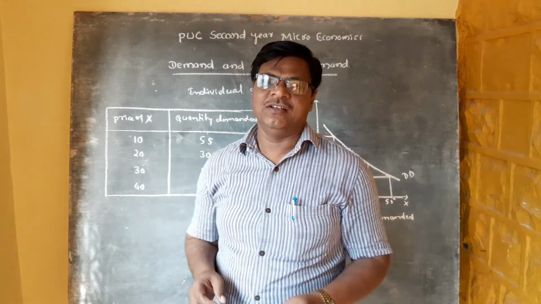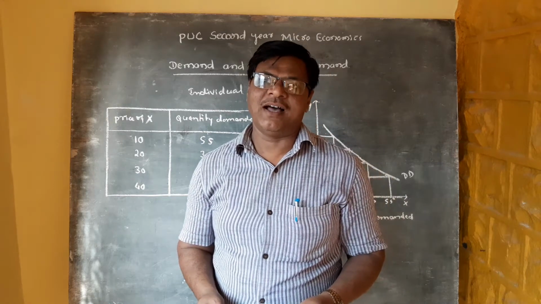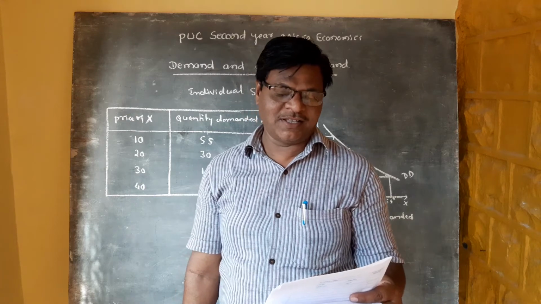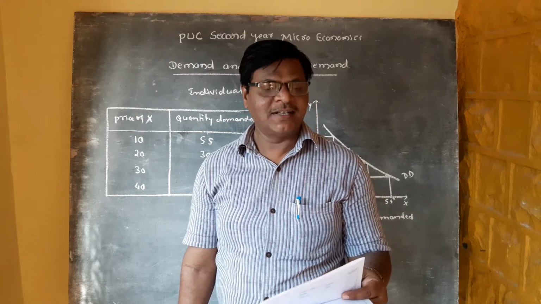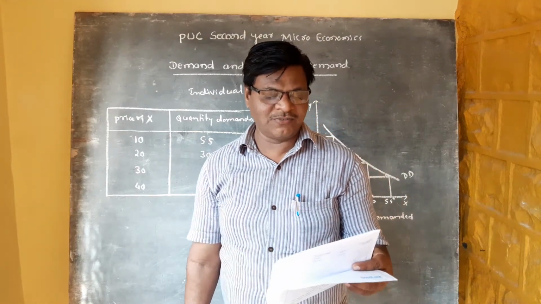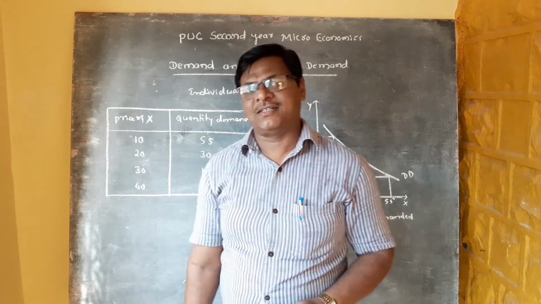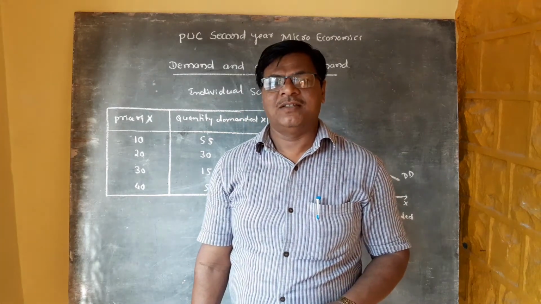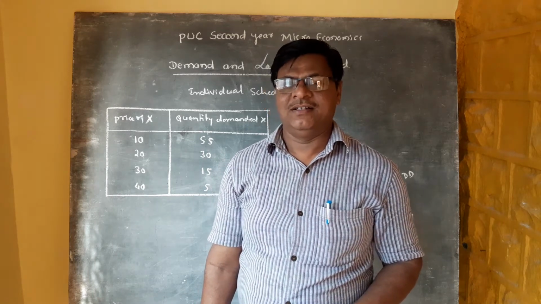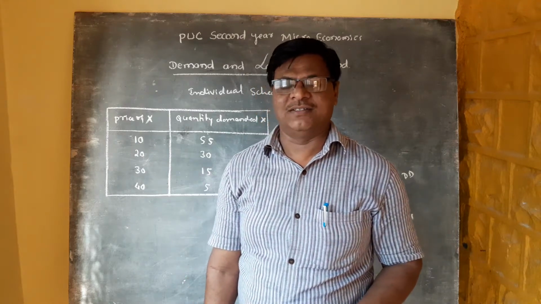This is the question we have to answer: explain the law of demand, or explain the derivation of demand curve in the case of a single commodity. The cardinal utility analysis can be used to derive the demand curve for a commodity. The law of demand shows the relation between the price of the commodity and the quantity demanded.